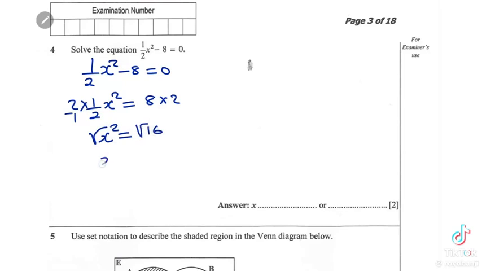So we take the square root. You know that the square root of a number is plus or minus. So x is equal to 4, x is equal to negative 4. I can say 4 or negative 4. So that answers this question.